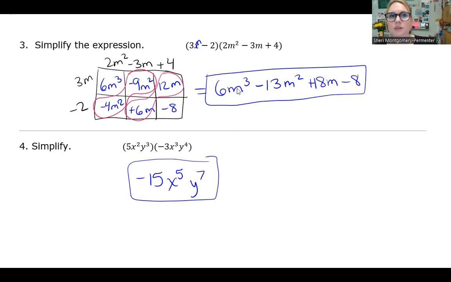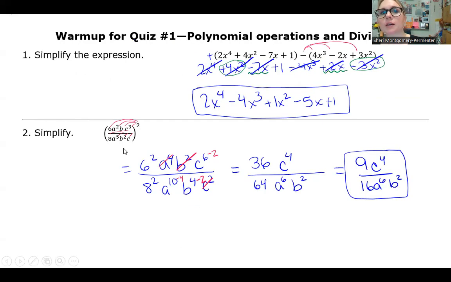Questions on either one of these? On 4? Because anytime that you have two things written in parentheses, you're multiplying. When you multiply coefficients, you add exponents. Good question. When we were over here we're dividing. When you divide coefficients, you subtract exponents. So when you multiply, you add exponents. When you divide, you subtract exponents.